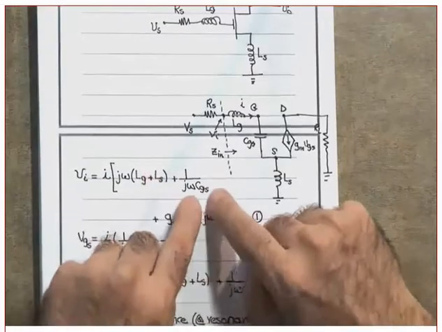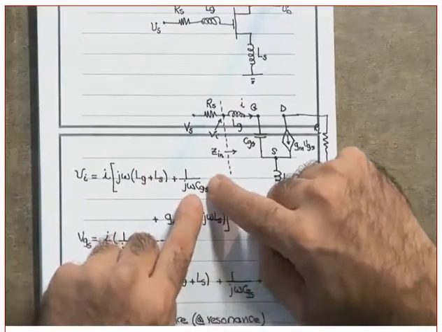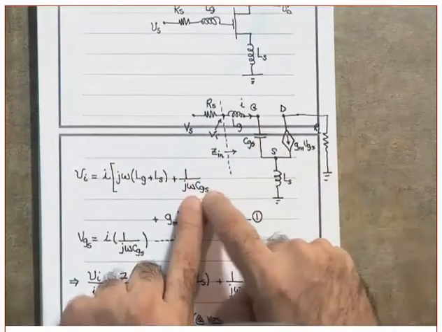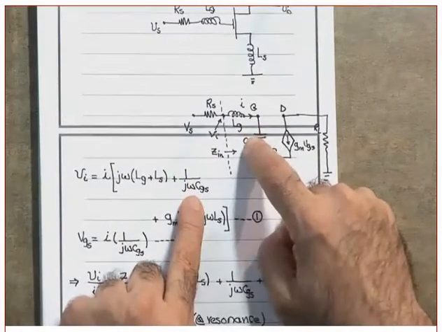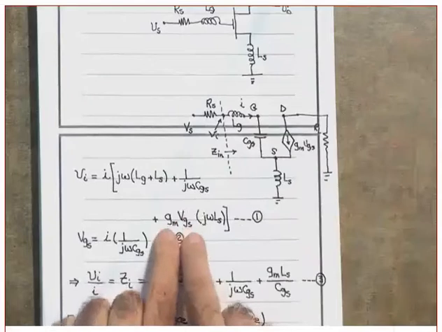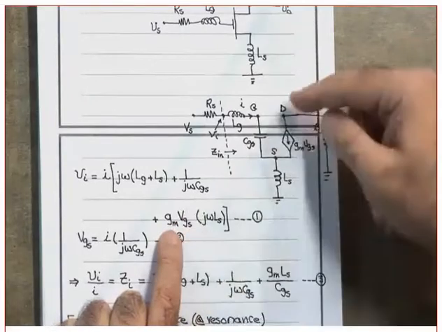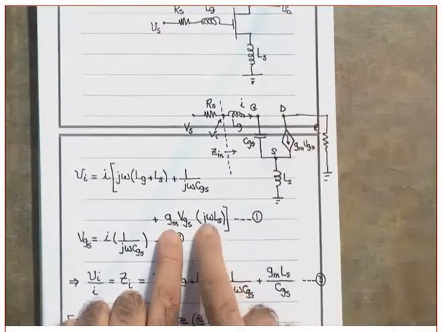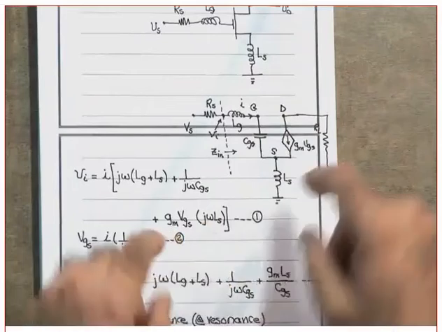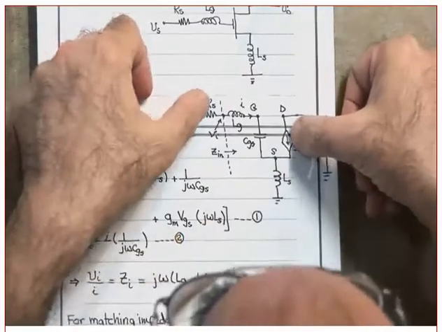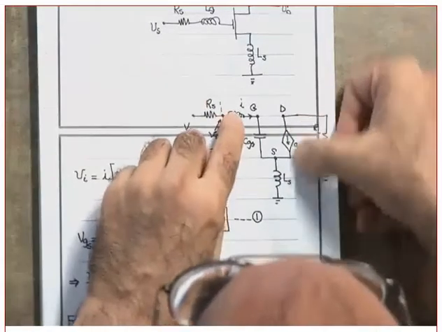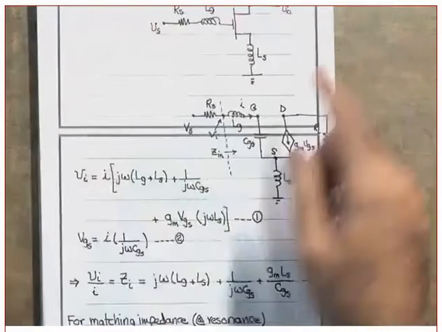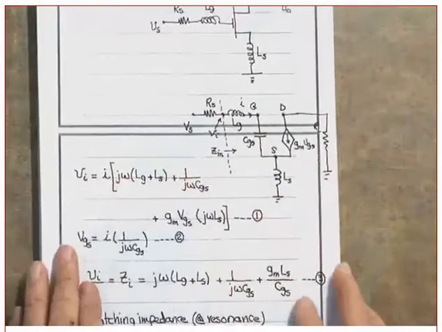Okay. Where is this coming from? Can you explain to me this term? This is I times what? 1 over J omega CGS, which is this one. Did you get this or not? Can you explain to me where this came from? That's the gm VGS, this current, times what? J omega LS. Answer me the following question. This current plus this current, is it the same as the current that comes through LS? Yes, it is. So I separated them so that I can group them with this.